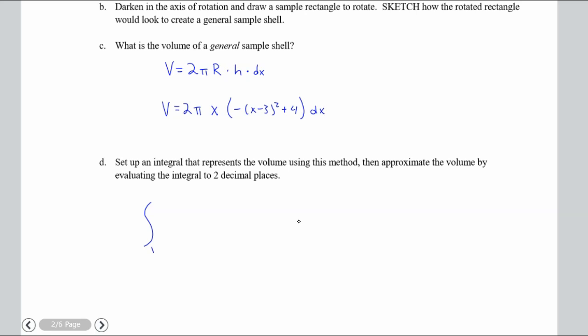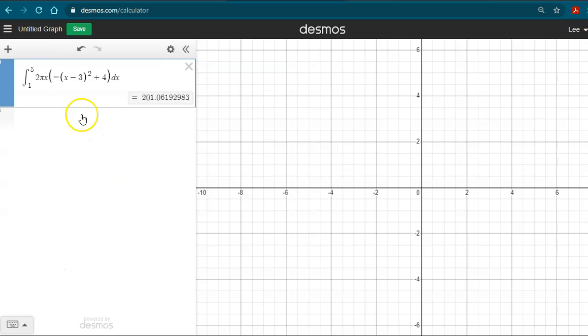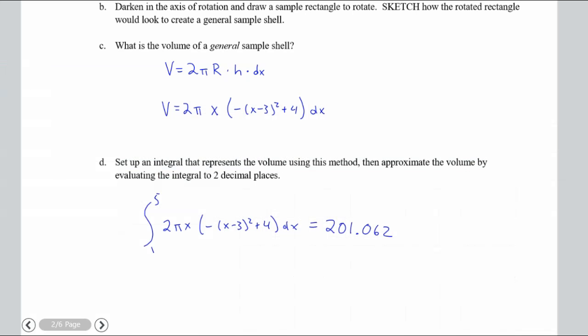So the integral from 1 to 5 of 2 pi x times negative (x minus 3) squared plus 4 dx. I'll calculate that real quick. I just plugged it into Desmos, and we get 201.062 if you round to 3 decimal places. So if you just want to put that in, you get 201.062.